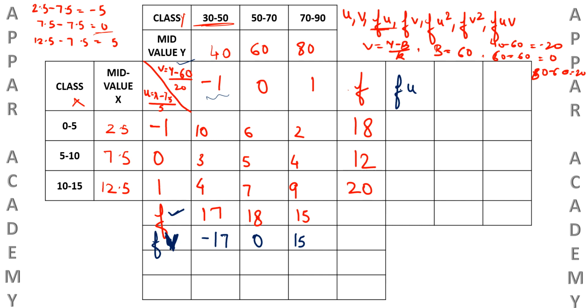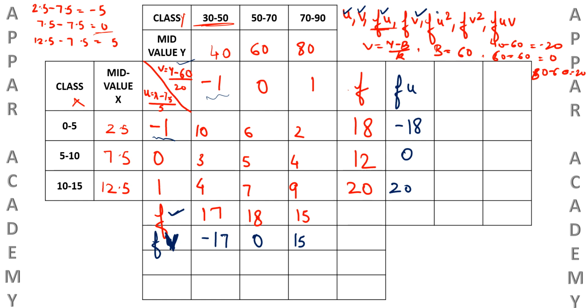Right? Okay. Now fu is irrespective of what y takes. What is the fu for class interval 0 to 5? So that is this. This is our u now. So minus 1 into 18 is minus 18. 12 into 0 is 0. Then 20 into 1 is 20. What else do we need to find? We have figured out u, we have figured out v, fu and fv.